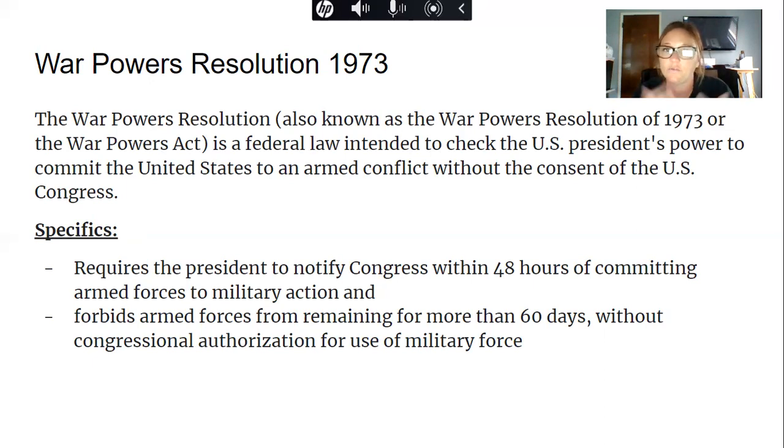And for obvious reasons, Richard Nixon did not want to sign off on this, limiting the president's power, not just his, but in general, the president's power when it comes to how much military action he can take. So again, this was vetoed, but it was overridden by Congress.